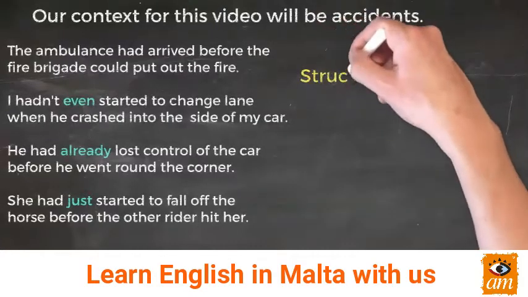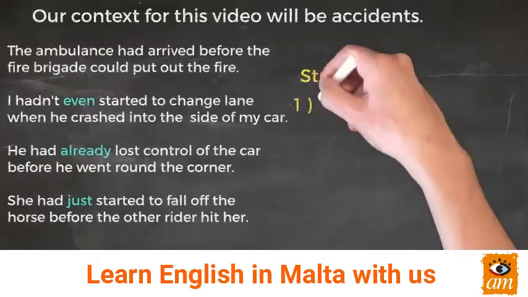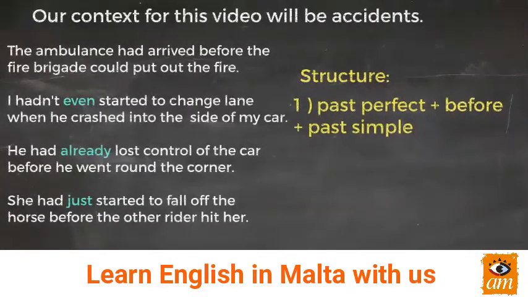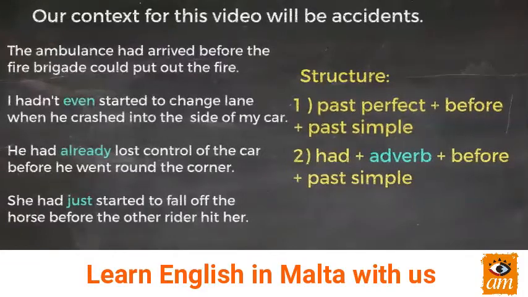Now the structure. 1. You have past perfect plus before plus past simple to create a sentence. And 2, you have had plus an adverb plus before plus past simple. And if we use an adverb with the past perfect, we usually use adverbs like even, already, and just.